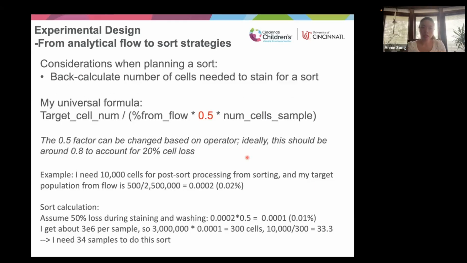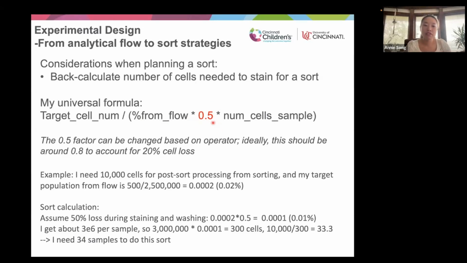So usually what I use is this kind of universal formula. Let's say I'm targeting 100,000 cells, then I divide that by the percentage from the flow. For example, the target cell population is 1% of total input cell type. Then I multiply that by 0.5. That's really accounting for something like 50% cell loss, which could happen during the washes, the staining, and the sort, where sort efficiency may be 70 or 80%.